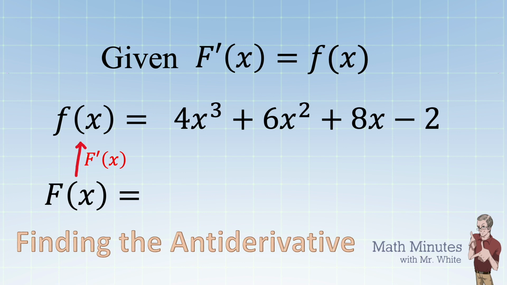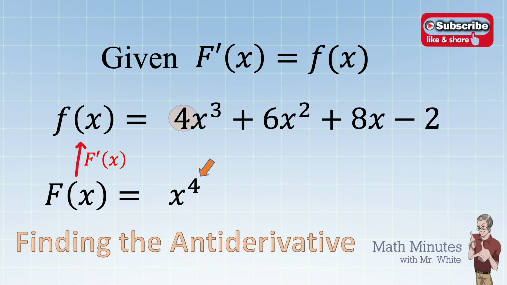So let's go through our process. We start with our x to the third, and remember, we add 1 to the exponent. So now we have x to the fourth. And then we take that exponent, 4, and we divide by the new number. So we take the original coefficient 4, and we divide by the new exponent, and we get 4/4, which of course is 1, which we don't even need to have there. So let's move on to the second term now.